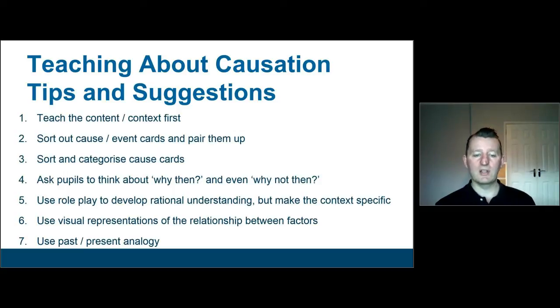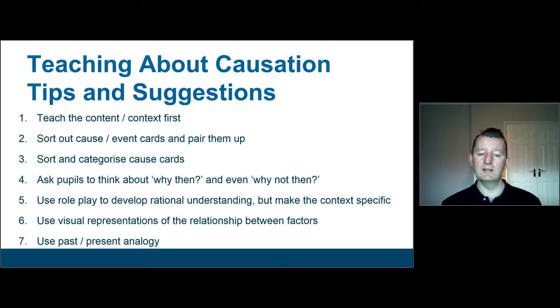So we can sort and categorize cause cards, but as with the previous warning, we really need to think about what's the connection between those causes. We can ask pupils to think about why then and why not then. So why did the Civil War break out then? Why was Parliament dissolved? Why was there a scramble for Africa? And why wasn't there a scramble for Africa 150 years before?